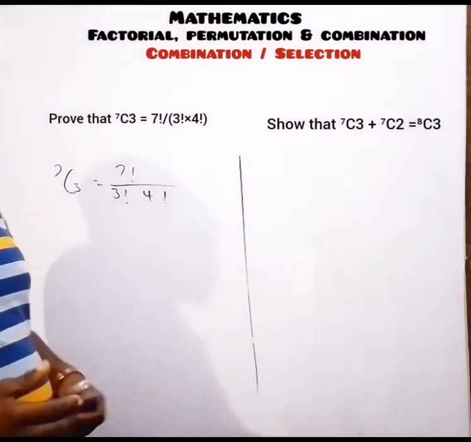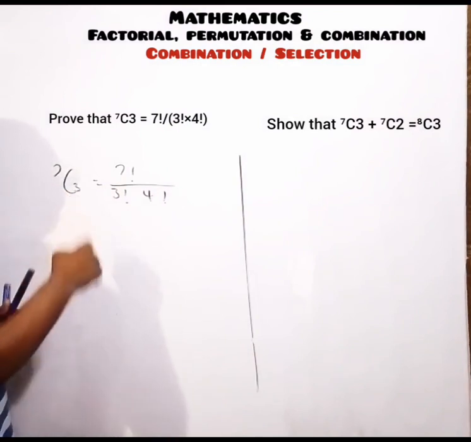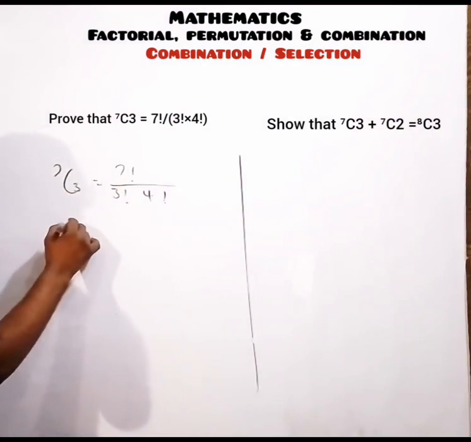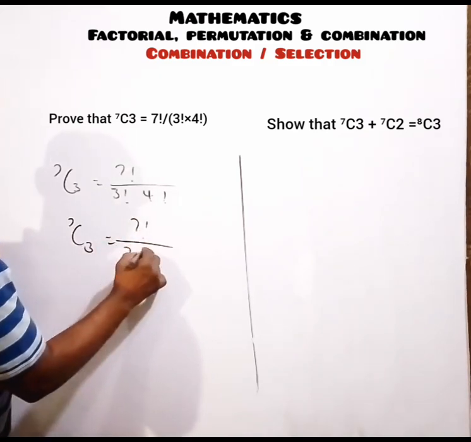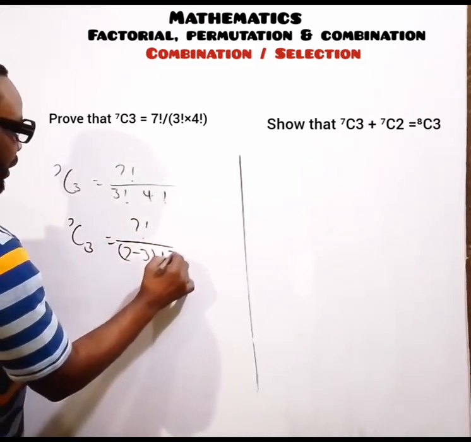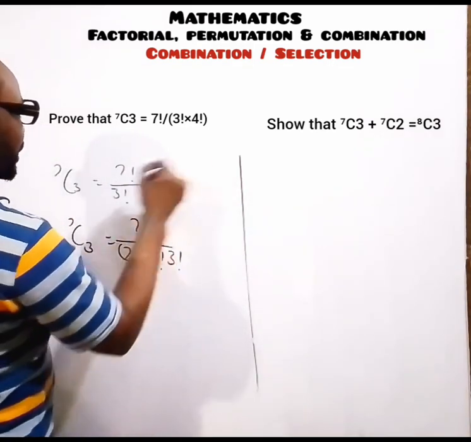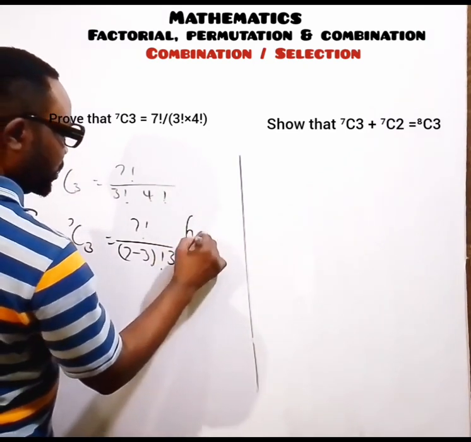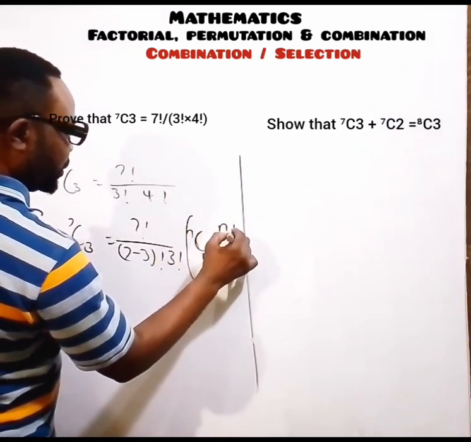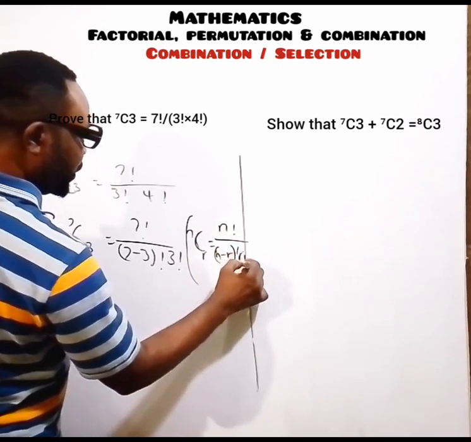Now, according to the formula of combination, this is our n and this is our r. We have 7 combination 3 is going to be equal to 7 factorial all over 7 minus 3 factorial times 3 factorial, because as we know, n combination r is equal to n factorial all over n minus r factorial r factorial.